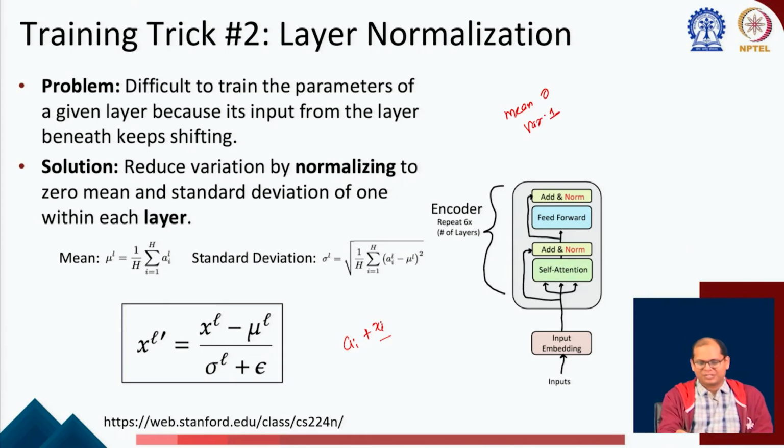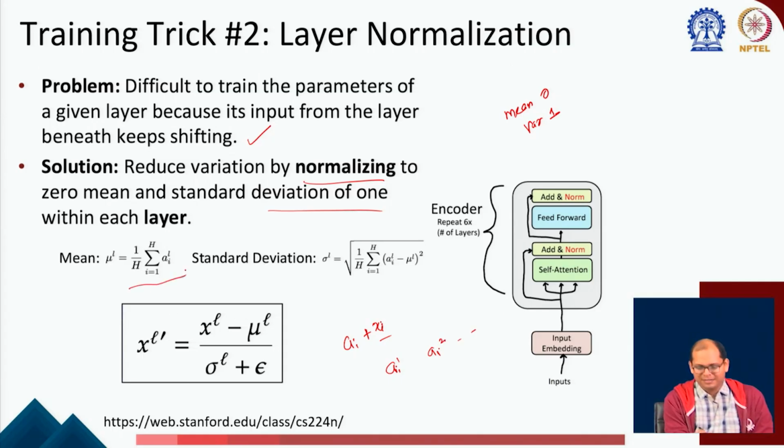Input from the layers keep shifting because of this addition through the residual connection. The solution is that you reduce this variation by normalizing to 0 mean and standard deviation of 1 within each layer. So how would you do that? Let's say you have ai1, ai2, and so on as the output.